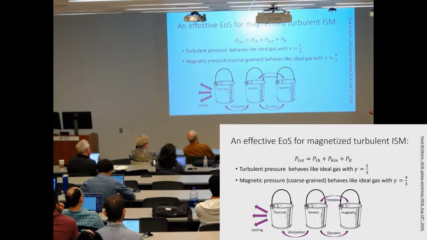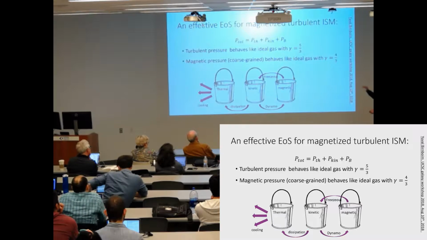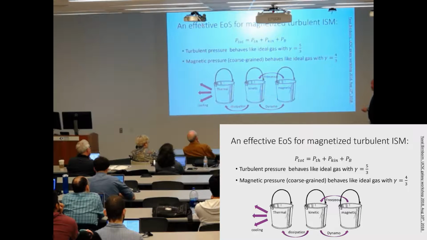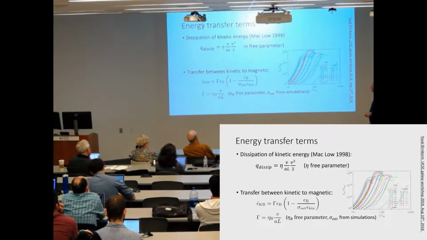And the dynamo effect will turn kinetic energy into magnetic energy. And if the gas is over-magnetized, the opposite process will occur. So we can write terms for this transfer. I don't want to get into the details. It's all in the paper.